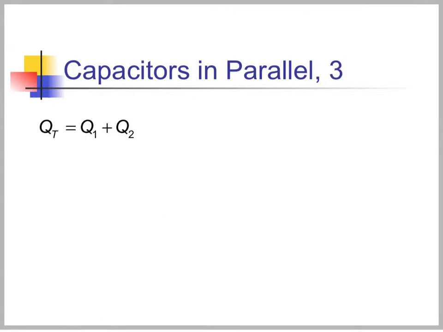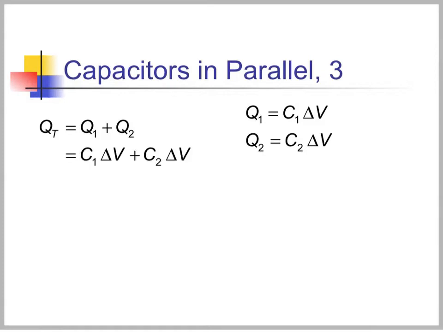The total charge on both plates is equal to the sum of the charge on each plate. Well, I know that the charge on capacitor 1 is its capacitance times delta V, and the charge on capacitor 2 is its capacitance times delta V. Delta V is the same in both cases here. Well, let's add these up. So the total charge is C1 delta V plus C2 delta V.